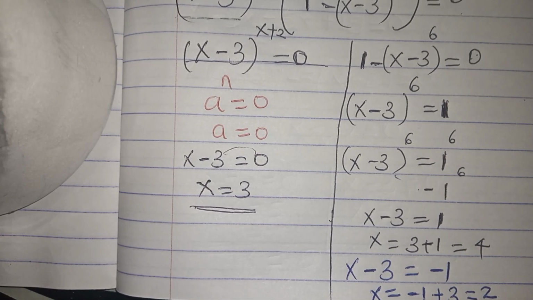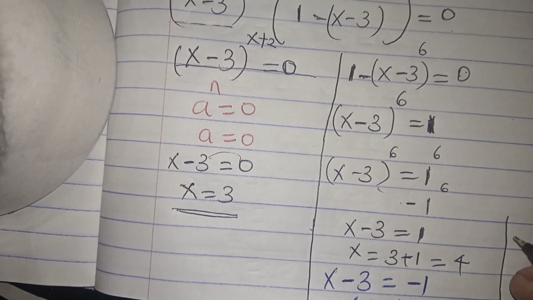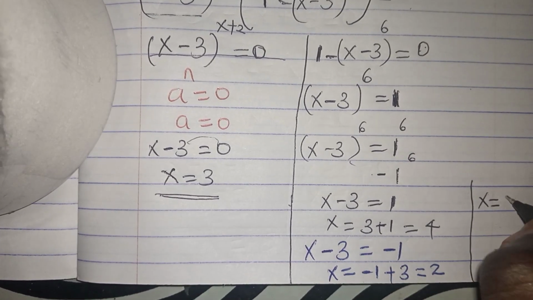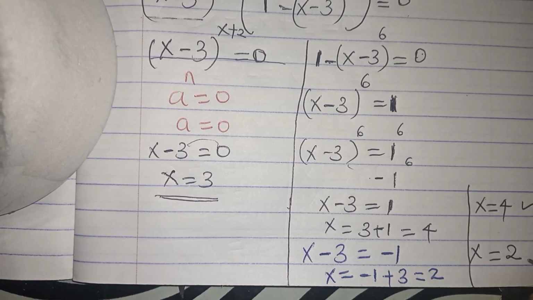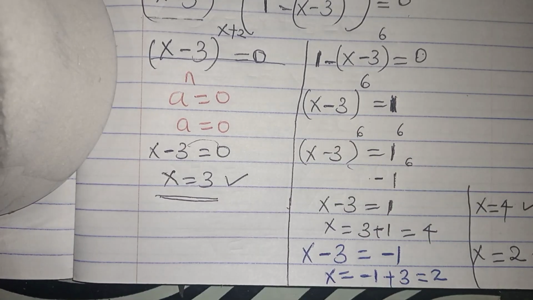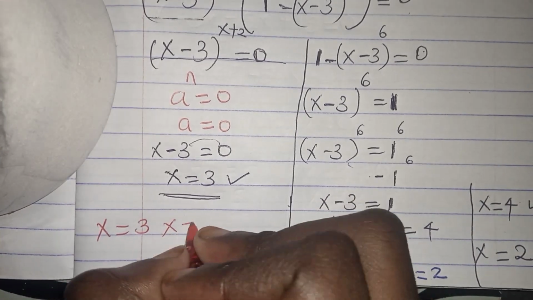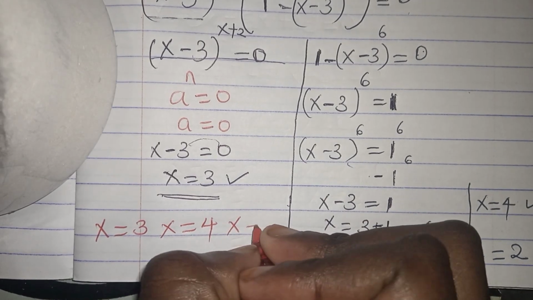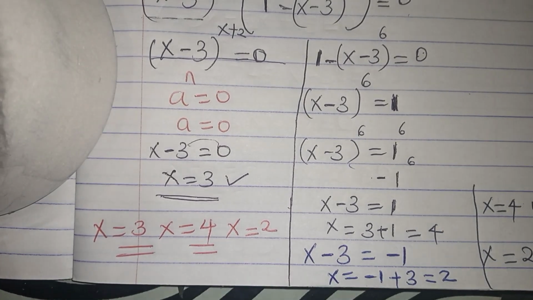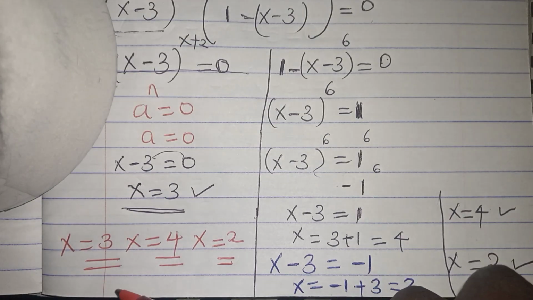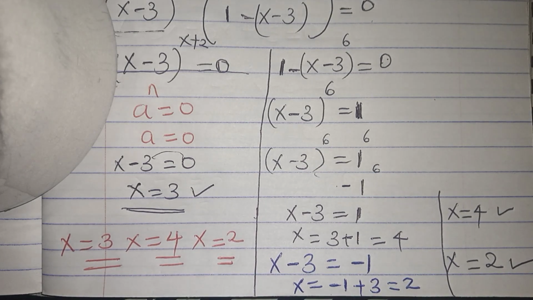So we have two values of x here: x = 4 and x = 2. So these are the real values of x. We have 3 values: x = 3, x = 4, x = 2. x = 3, x = 4, x = 2 are our possible values of x.